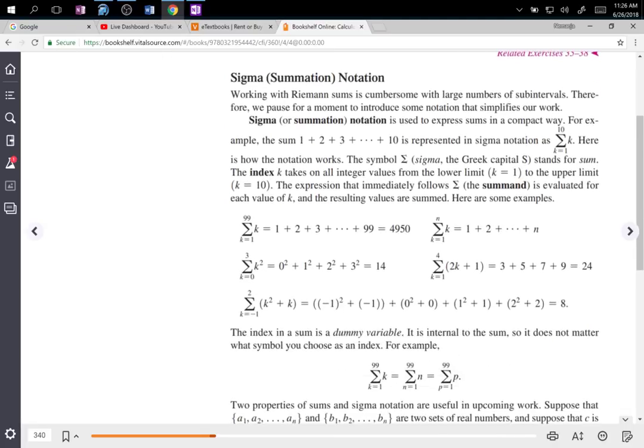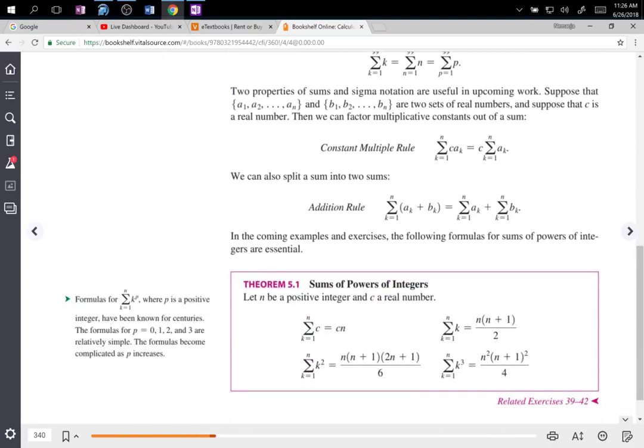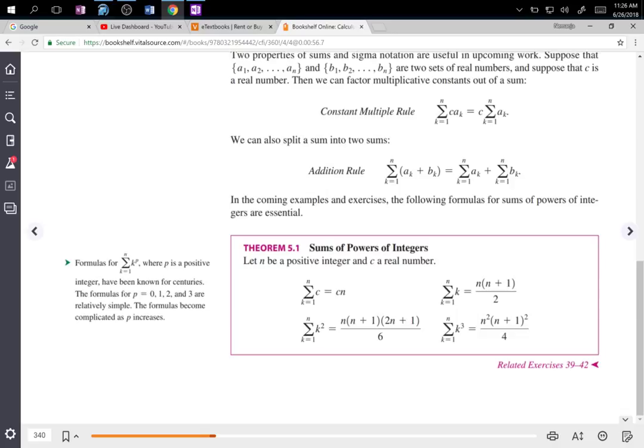There it is. This is page 340. So we had the first one on the left and the first row on the right. Those were the 2 formulas that I had.